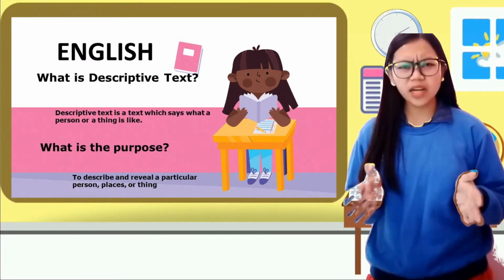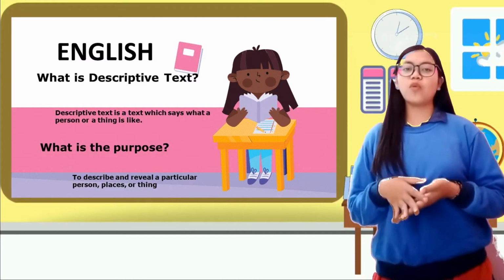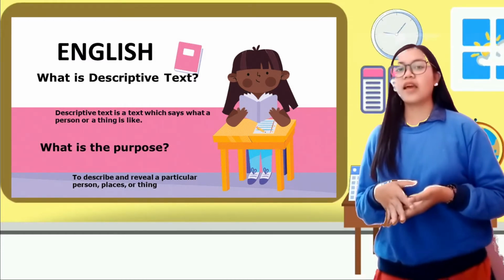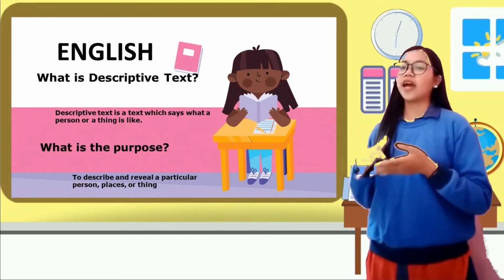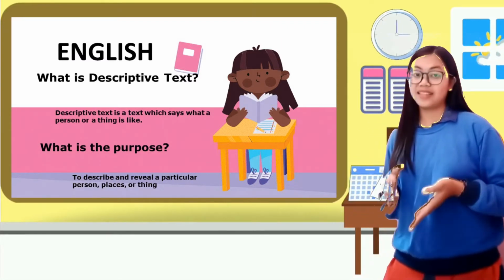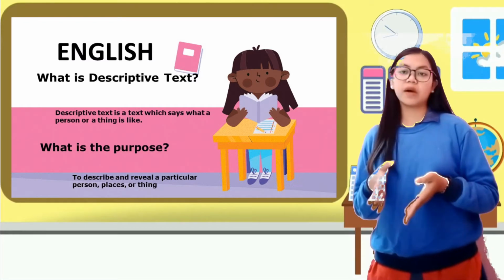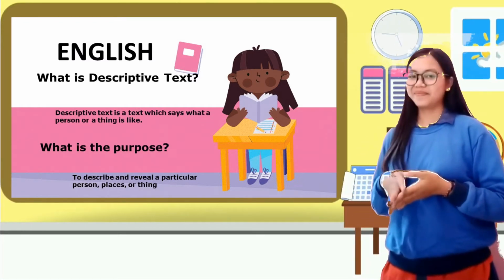And how about the purpose of descriptive text? Do you know what is the purpose of descriptive text? Well, the purpose of descriptive text is to describe and reveal a particular person, place, or thing. And it is also to provide clear information about the object being depicted to the reader.